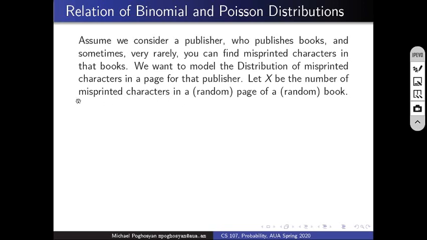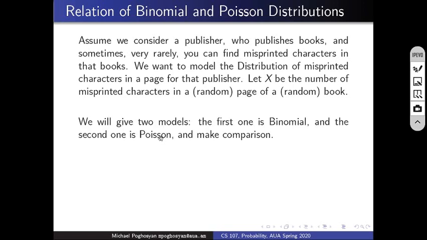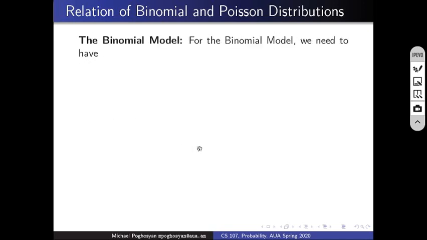Misprinted characters are rare, so this is a rare event. X is calculating the number of rare events, and we want to model this random variable. So we will give two approaches, two models. First, we will use binomial, then I will use a Poisson and make a comparison and see what we need for the binomial case and what we need for the Poisson case.